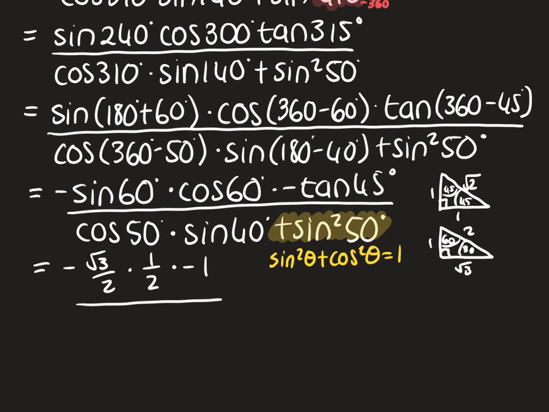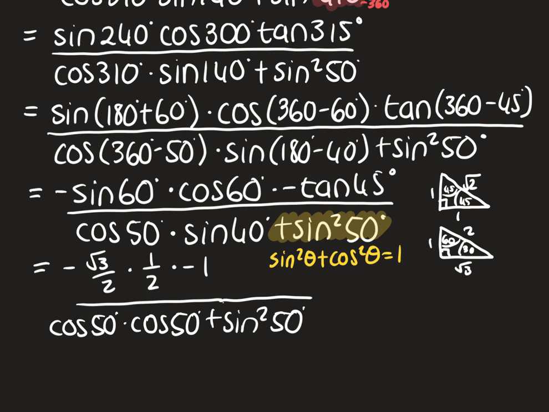So let's go ahead and change in this next step. Let's change the sine 40 into a cos 50. And I'm allowed to do that because they are co-ratios. So I'm going to put that step in. Times cos of 50 plus sine squared 50. Now that I've done that, we can do some simplification at the top here. Minus times a minus is going to be a positive. Root 3 times 1 is root 3. 2 times 2 is 4. So the whole numerator simplifies into root 3 over 4.